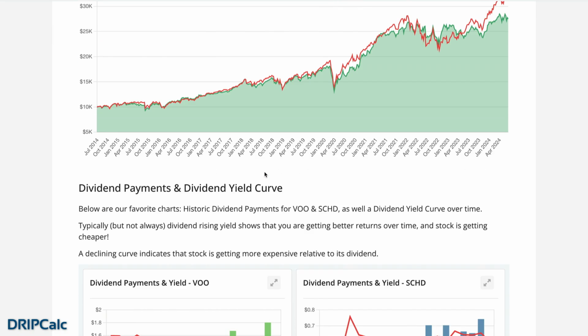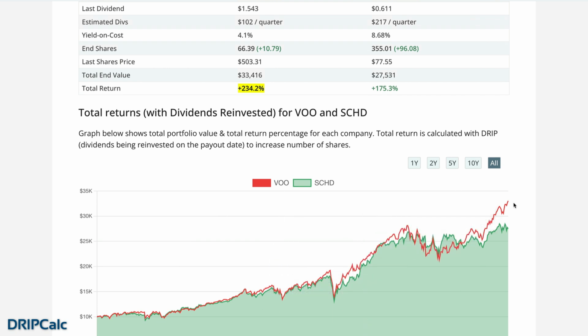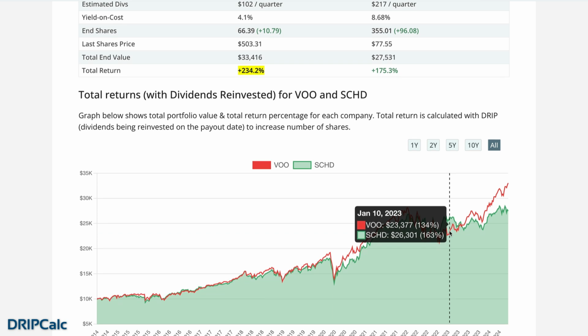But overall, SPY outperformed SCHD in the last 10 years. However, even a year and a half ago, SCHD was way above SPY. Over here the difference was 30% in favor of SCHD. So it basically depends on how the market is currently doing.